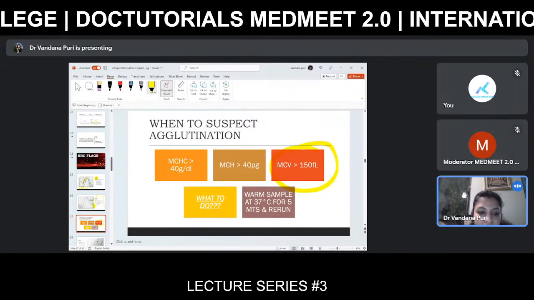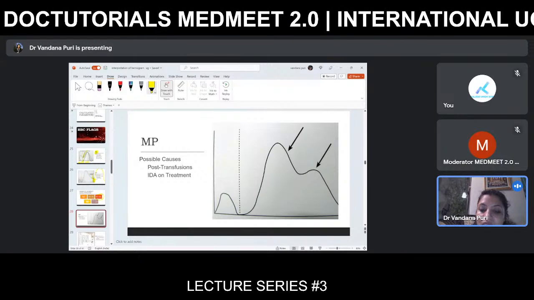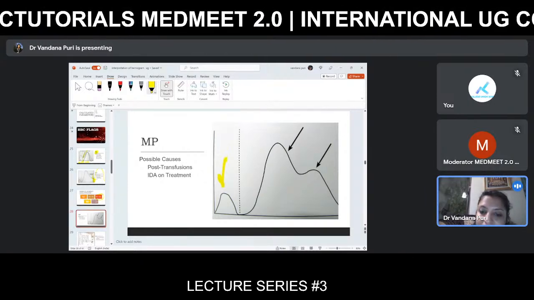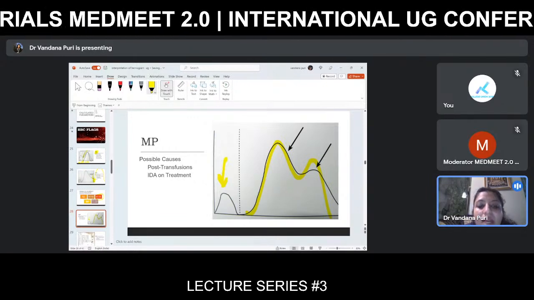Okay, right. Now let's look at this. Who is going to tell me this? Now what is going to happen is, this is your platelets, and in RBC you're seeing two peaks here. So what does this mean? These are multiple peaks.